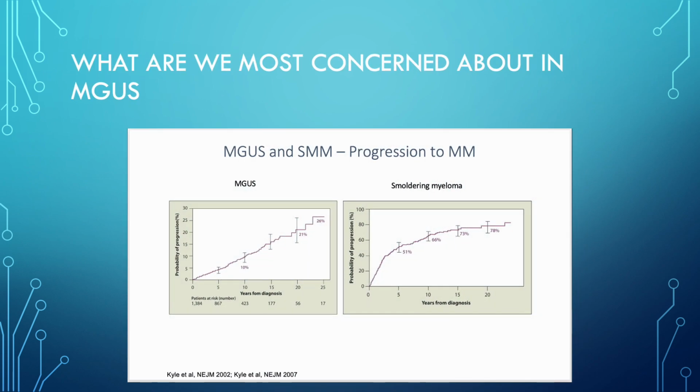So if you see this slide, what are we most concerned about in MGAS? Obviously, the first and foremost thing that we're concerned about is what are the chances of MGAS or smoldering myeloma to progress to multiple myeloma? So if you see the two graphs in front of you on the screen, the right-hand side and the left-hand side, let's just assume 10 years from diagnosis with MGAS, the probability of progression is 10%. Whereas 10 years from diagnosis of smoldering myeloma, the probability of progression is 66%, which is a huge number. So you can see the difference evidently for the chances of progression of MGAS and smoldering myeloma to multiple myeloma.